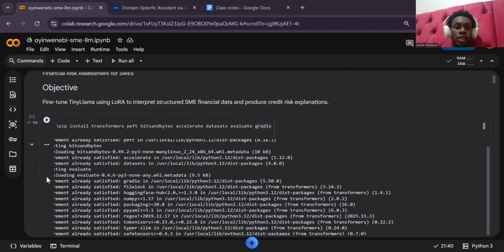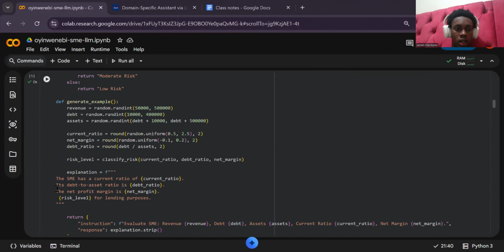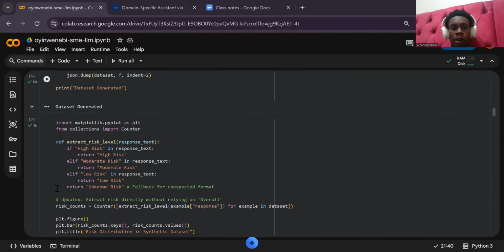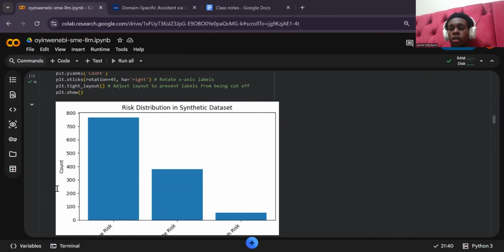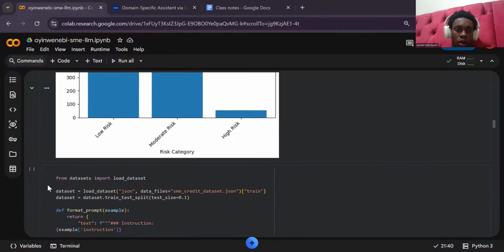I've created a dataset for this. It's still a work in progress. The dataset consists of things like revenue, debt, assets, current ratio, debt to asset ratio, net margin, and other things. This is the risk distribution. There are three classes: low risk, moderate risk, and high risk. This is a distribution of them.